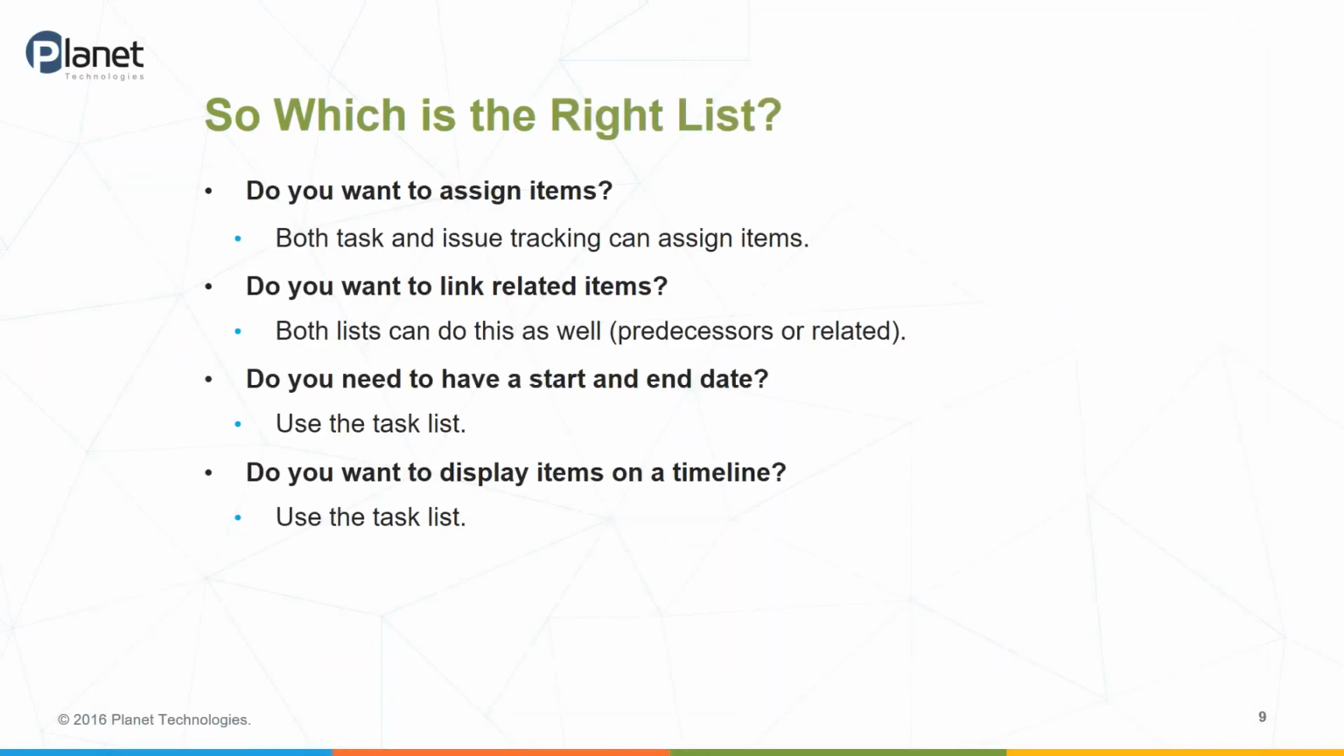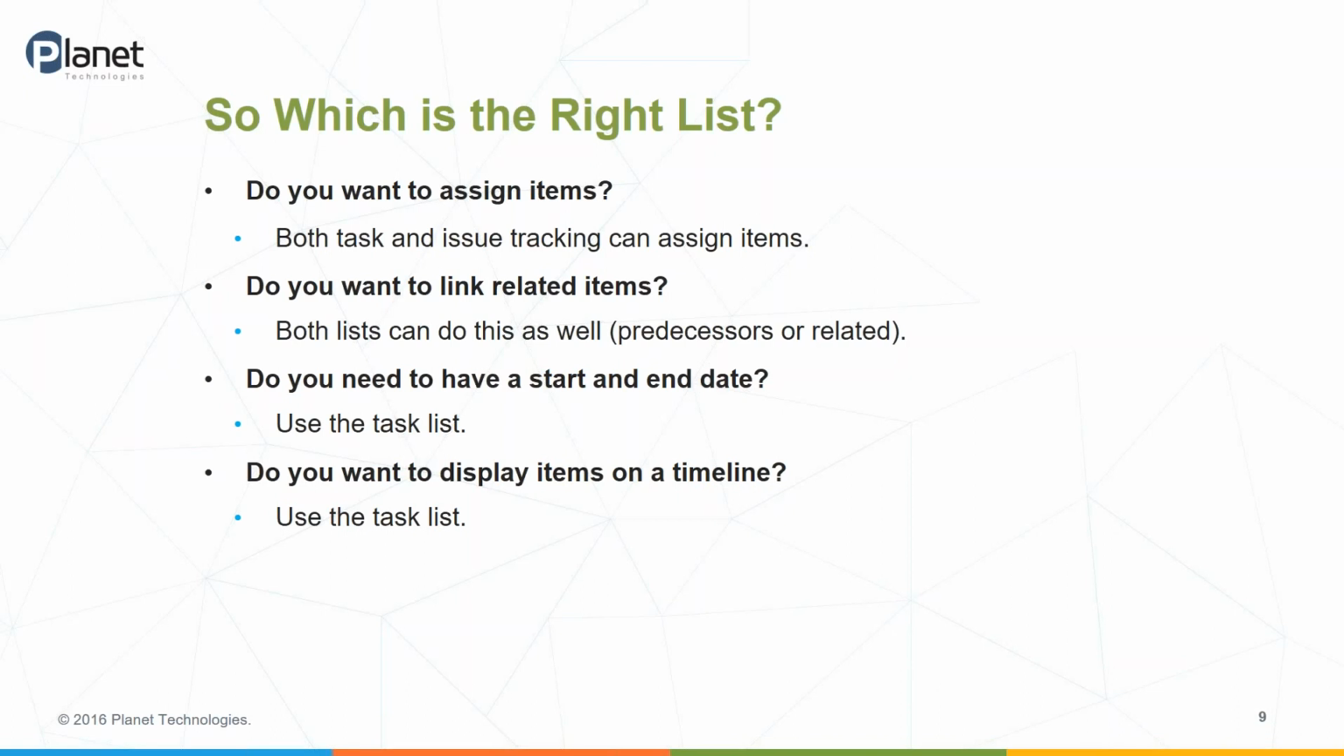So looking at those different things, it may still be hard to decide which one is the right list. So if you're having a hard time deciding which SharePoint list is the right list between the task list and the issue tracking list, you want to start to ask yourself some questions. Do you want to assign items? We know both lists do that. Do you want to link related items? We know that they also do that.